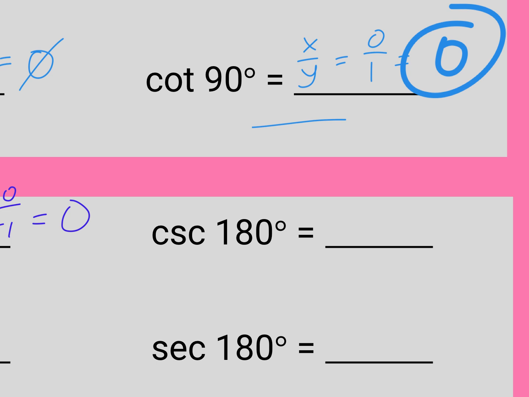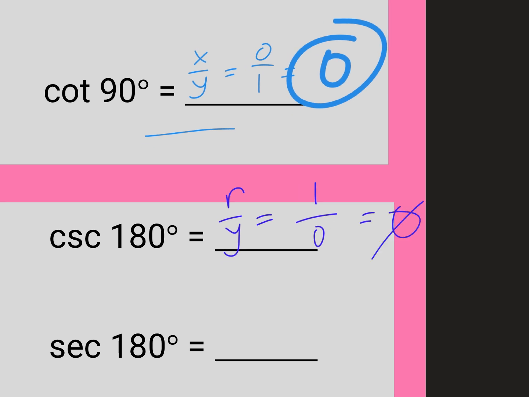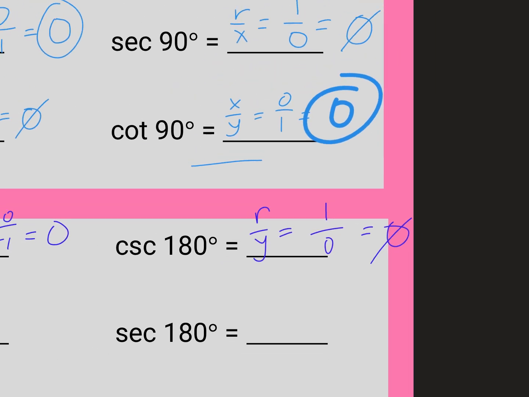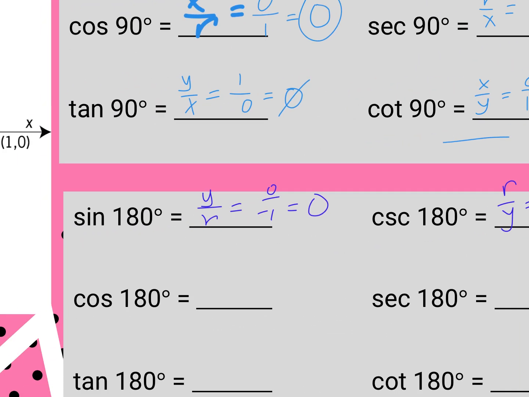Good. So cosecant. What's the ratio for cosecant? R over y. Good. What's your r value? 1. Over your y value is 0. So your answer here is? No. R is always positive. Oh, I don't know why I have that negative there. No, r is always, always, always positive.